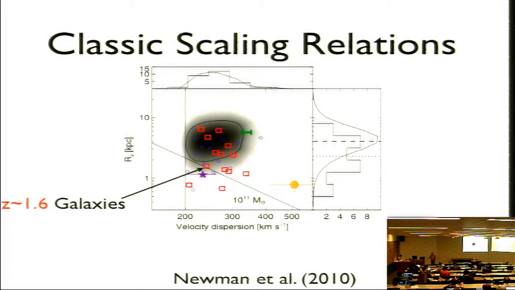So these exist. And the nice thing is that no longer are we using stellar masses to find these things. We're actually using velocity dispersion. So they're dynamical measurements. We know we can rely on the mass measurements.